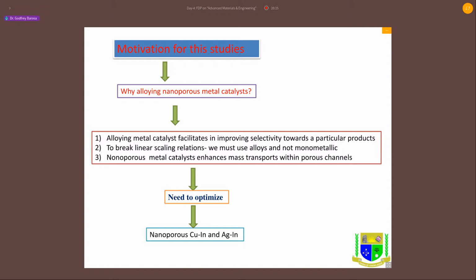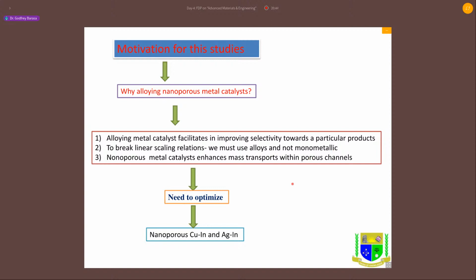In everything we do in material science, we always have what is called the motivation. What is the motivational background? Now, why alloy a nanoporous metal catalyst? You'll find that alloying a metal catalyst helps improve selectivity towards a particular product. Also, it helps to break the linear scaling relation. For us to break the linear scaling relation, we must use alloys and not monometallics.